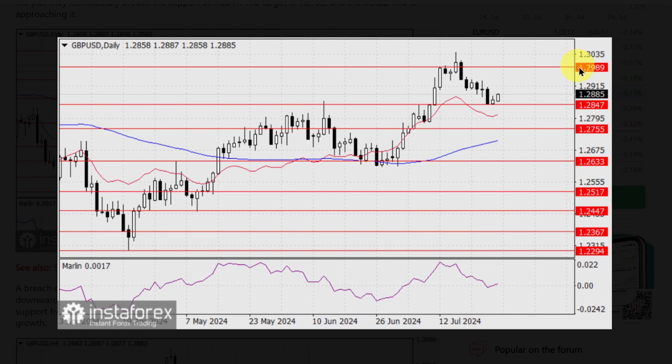1.2989, which corresponds to the support from March-April 2022 and the resistance from July 2023, will be a sign of medium-term growth.